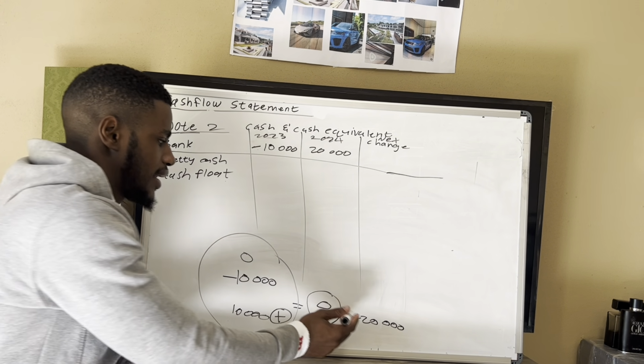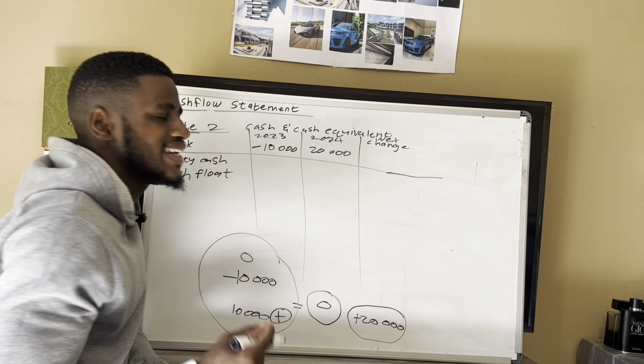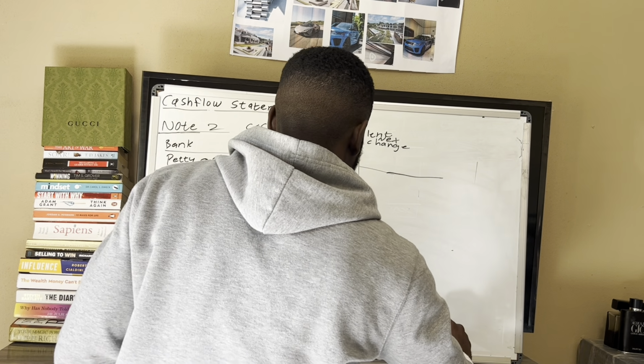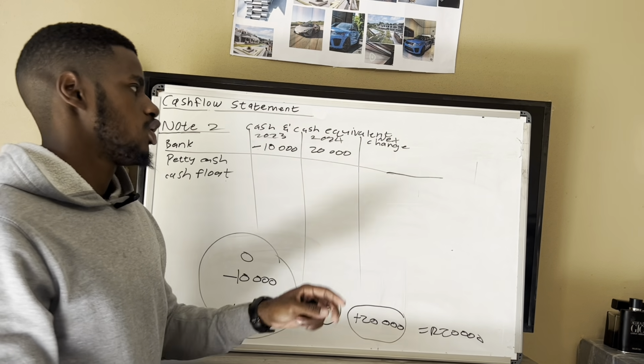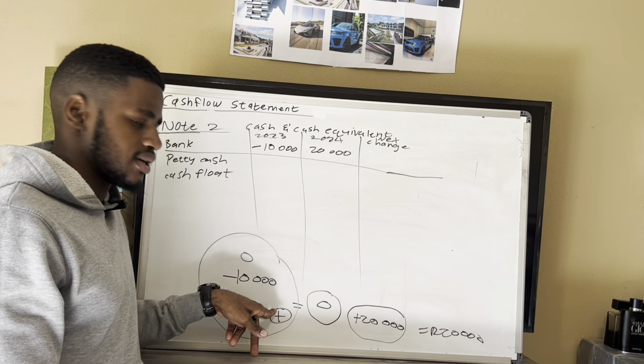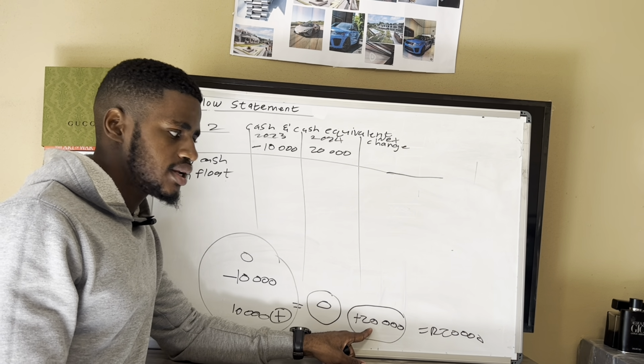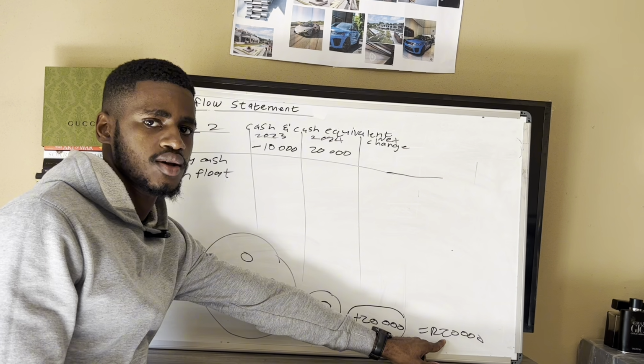Then I also give you another 20,000. What is your new balance? Your new balance will obviously be that 20,000, and it's because you had 0 after paying this. Then I gave you 20,000. Then your new balance is 20,000 rands.